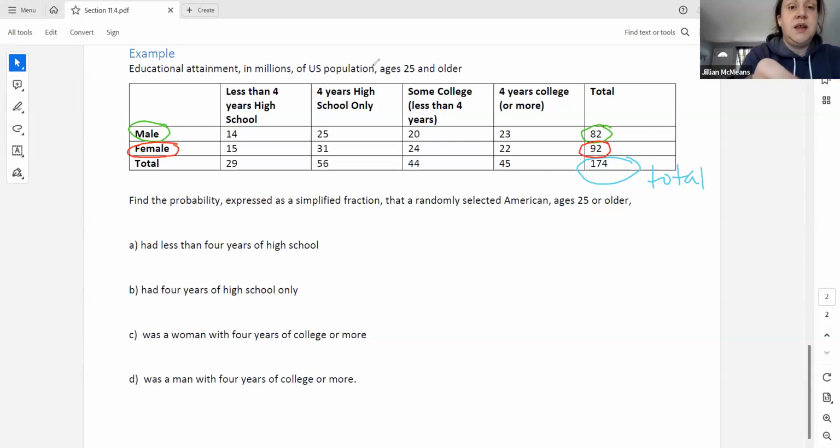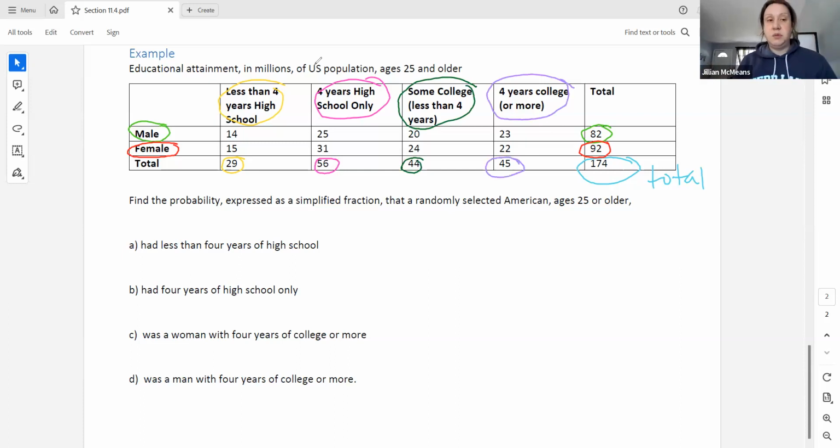All right. We then have less than 4 years of high school. There were 29 million people. We could look at 4 years of high school only, 56 million people. We could look at some college, but not 4 years. That was 44 million people. And then finally, we could look at 4 years of college or more. That was 45 million people. So if I add up those colored numbers on the bottom, 29 plus 56 plus 44 plus 45, that's going to give me a total of 174 million.